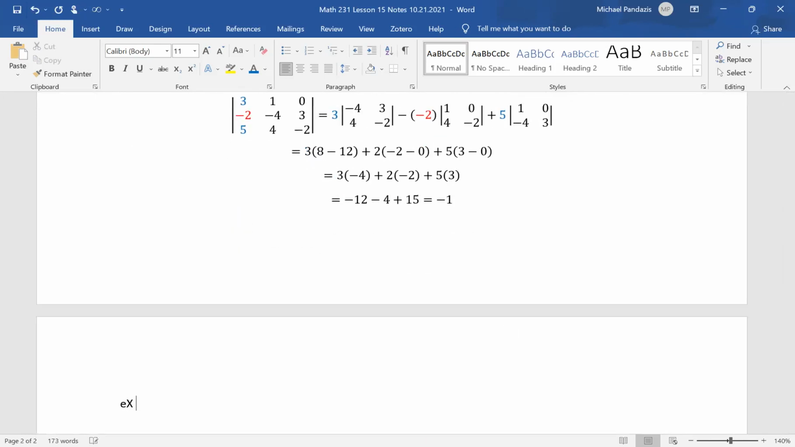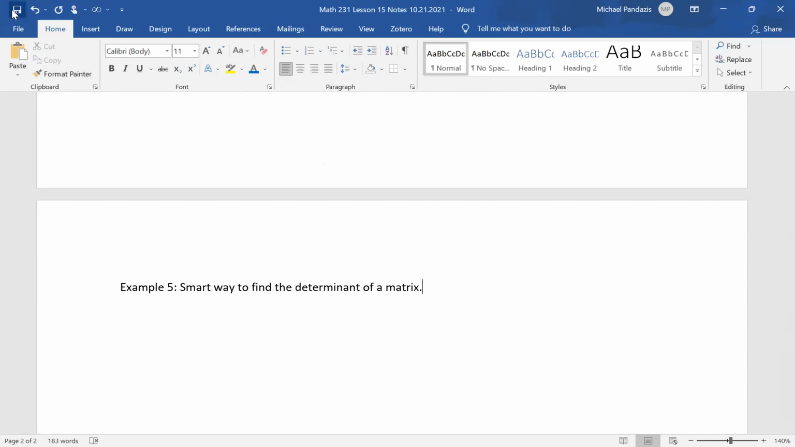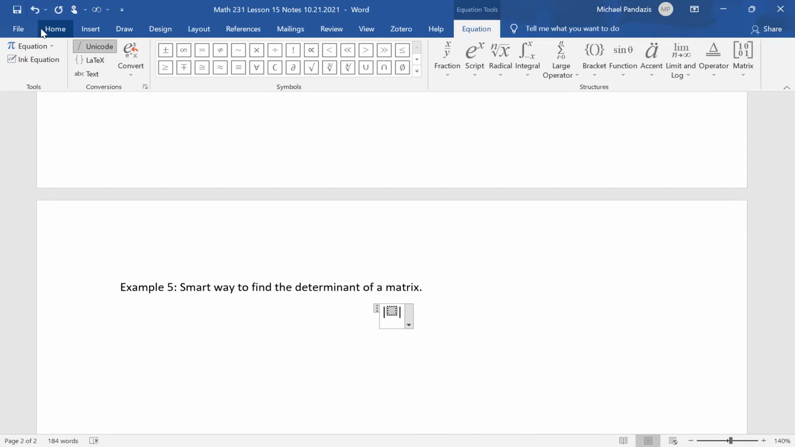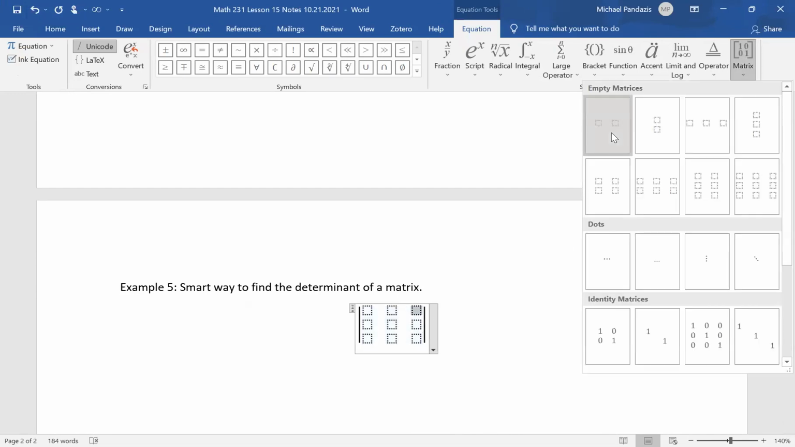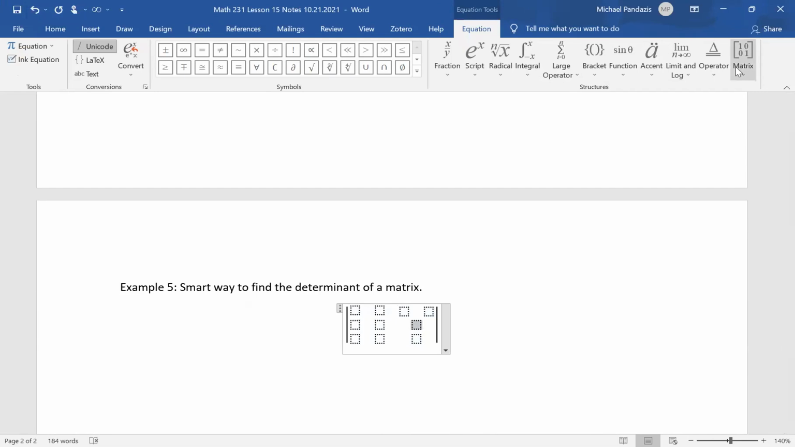Okay, so now let's do another example. In this example, we're going to talk about a smart way to find the determinant of a matrix. There is some creativity sometimes in finding the determinant. We have our formulas, and in some sense a formulaic way of doing it. But sometimes there are better choices and sometimes worse ones. If you choose the wrong one, you could be sitting there for an hour. If you choose the right way, you could do it in 30 seconds.